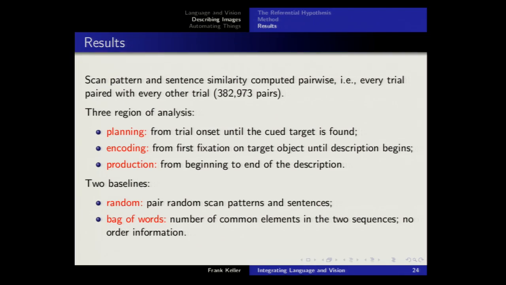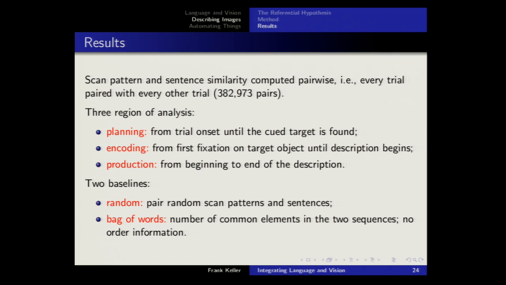Okay, so we now have all the machinery in place. We have our scan patterns that we've collected, we have our linguistic sequences, i.e. our sentences, and then we have a way of comparing them and figuring out how similar the scan patterns and sentences are to each other. And then we can look at all possible pairs, right? It's a hypothesis about pairs of scan patterns and sentences. And we can analyze our data in a number of regions.